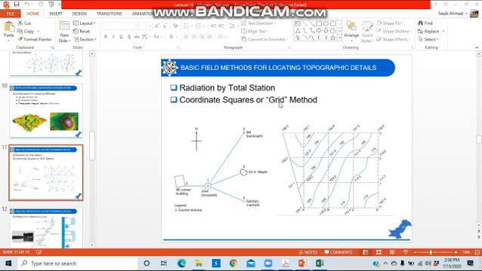Coordinate square or grid method. Another field-based method is the grid method, where you divide the whole area into squares, and then you take the readings at points A, B, C, D, whatever these points are, 1, 2, 3, right? So at every corner you have readings and data there. And with the help of that data, you plot these contours. So this is called coordinate square or grid method.